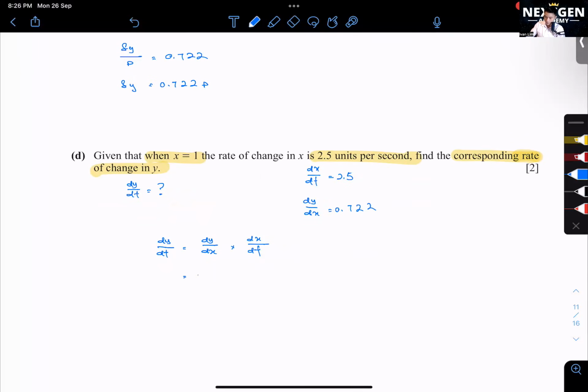Okay, dy over dx, 0.722, dx over dt, 2.5. Type this in the calculator, you get 1.80. Okay, I think some of you wrote it in the exact form also, the exact value also correct, because I think you substitute from here.